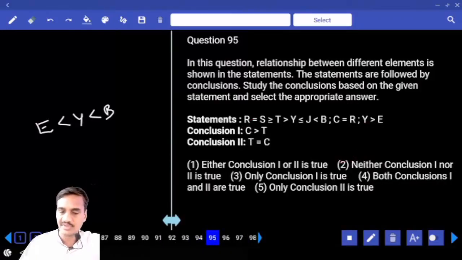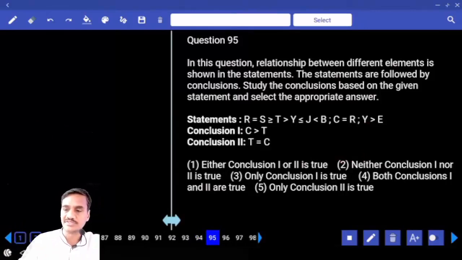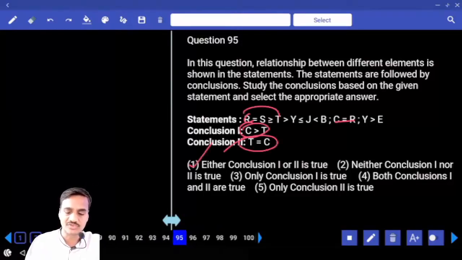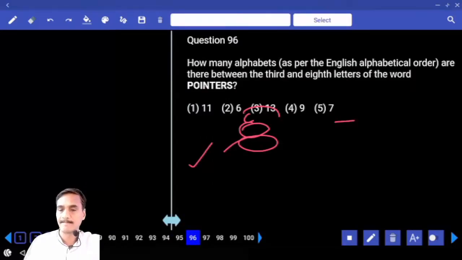Then 95, the relation between C and T. C and R are one and the same. Put R in place of C. Now C greater than or equals to T. Either greater or equal. Either 1 or 2, choice 1, question number 95.